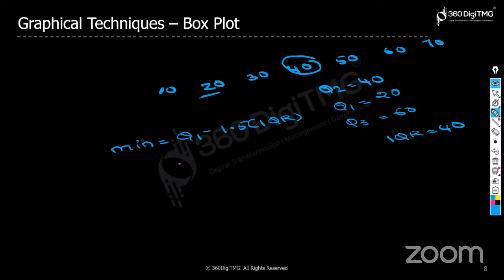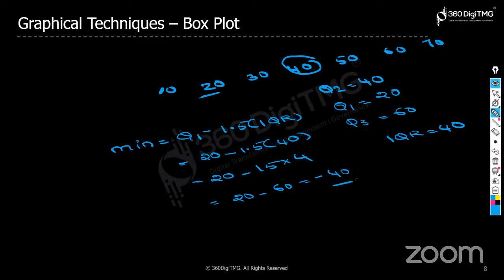Now minimum is equal to Q1, which is 20, so 20 minus 1.5 into 40. So just calculate it. 20 minus 60 is equal to minus 40. Okay, so the values which are less than minus 40 are treated as outliers here. There is no value which is less than that.